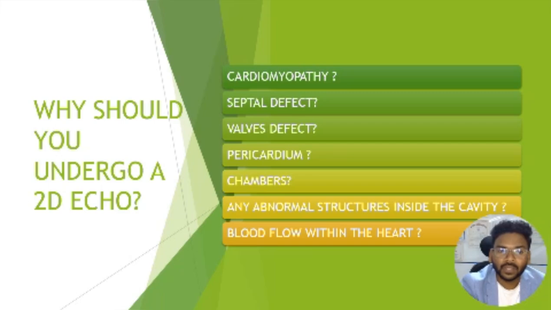So why should we undergo a 2D echocardiography? To look for any abnormality in the heart, like any cardiomyopathy, any septal defect, wall defects, any abnormalities in the pericardium, any abnormal chambers, any abnormal structure inside the cavity, and the status of blood flow within the heart.